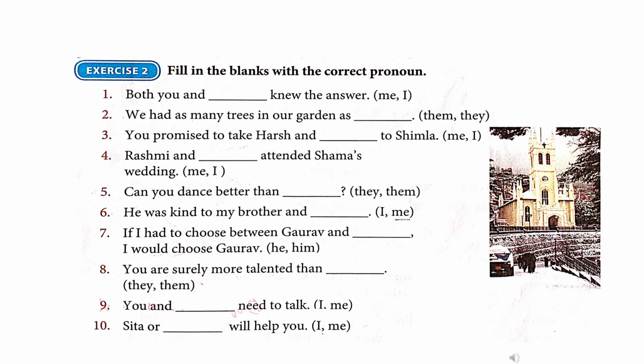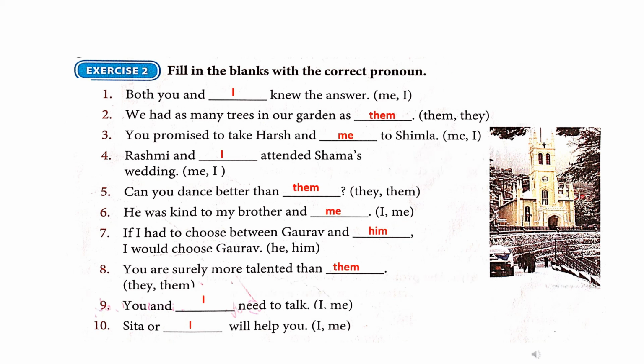We are moving to the second exercise. Fill in the blanks with the correct pronouns. Here in the brackets, you can see the pronouns. Read each sentence and identify whether we have to use subjective pronoun or objective pronoun. Then take your pencil and fill in the blanks with the suitable pronouns from the bracket.